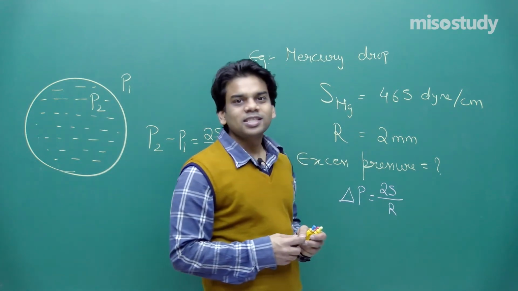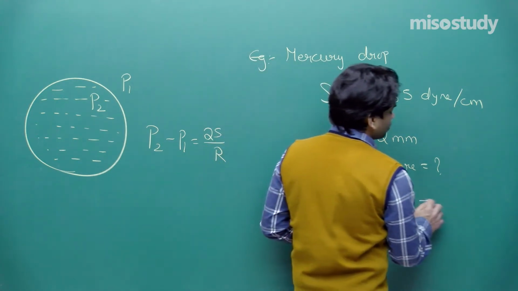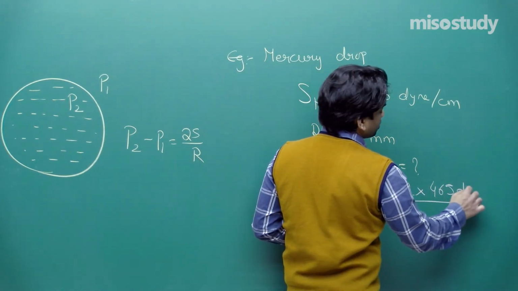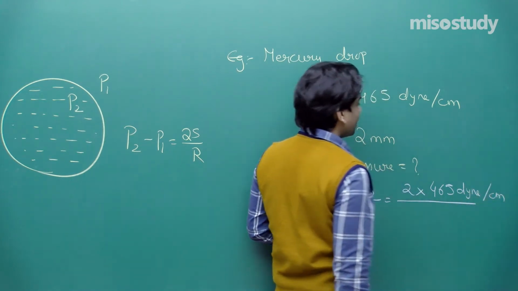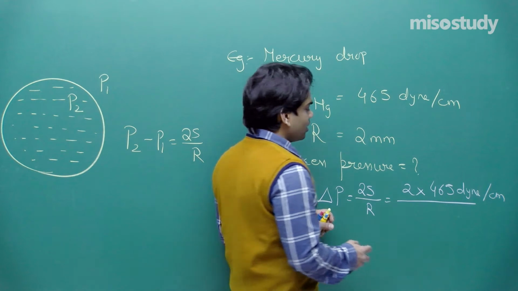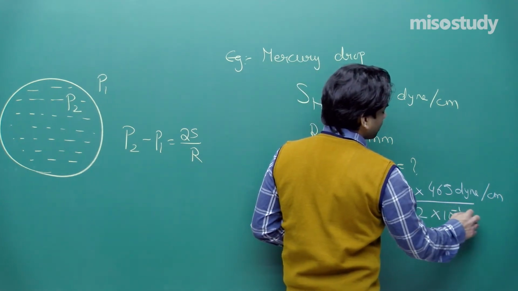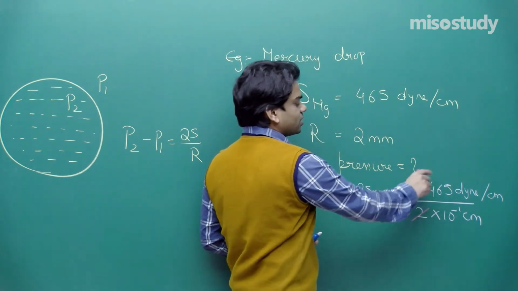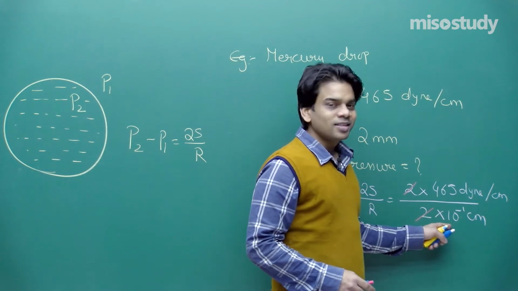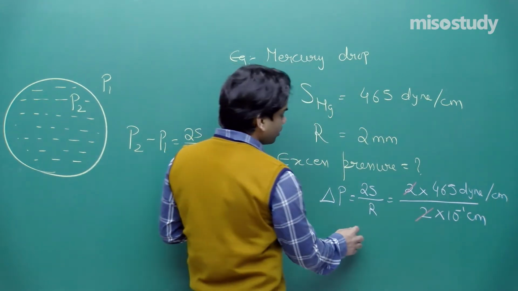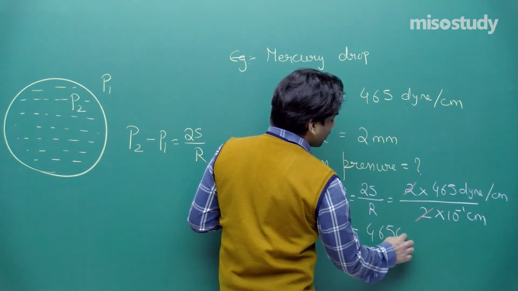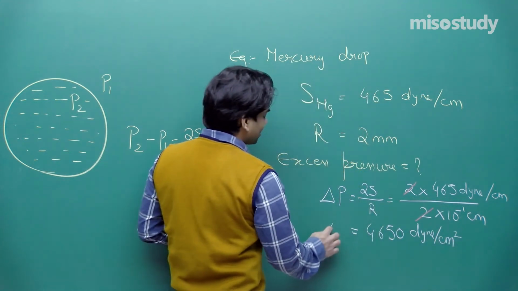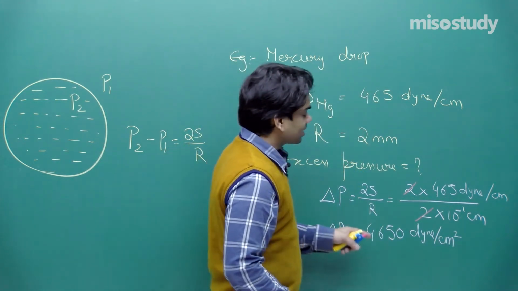So simply you have to substitute all the values of the given variables. Substitute here 2, the value of s is 465 dyne per centimeter, divided by radius 2 mm. Can we convert it into centimeter? So this will give us 2 into 10 to power minus 1 centimeter. 2 and 2 will be cancelled out. You will be left with 465. This 10 to power minus 1, if you take it up, will be 10 to power plus 1. So you will be getting 4650 dyne per square centimeter. This is what you are going to get as the excess pressure existing inside the mercury drop.